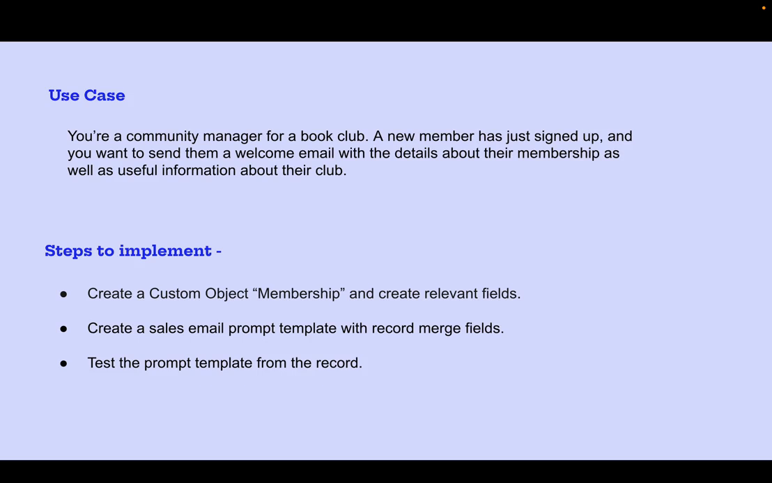To implement this use case, there are a few steps that we are going to follow. The first is we have to create a custom object called membership, and we'll have to create relevant fields. Then we'll be creating a sales email prompt template with record merge fields, and finally we will see how we can test that prompt template from the record. So let's see all that in action.